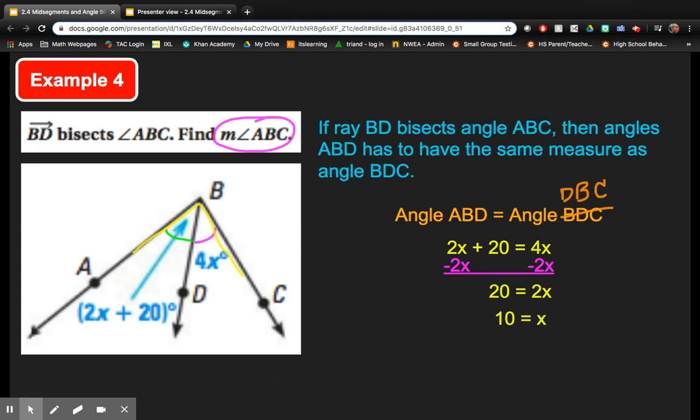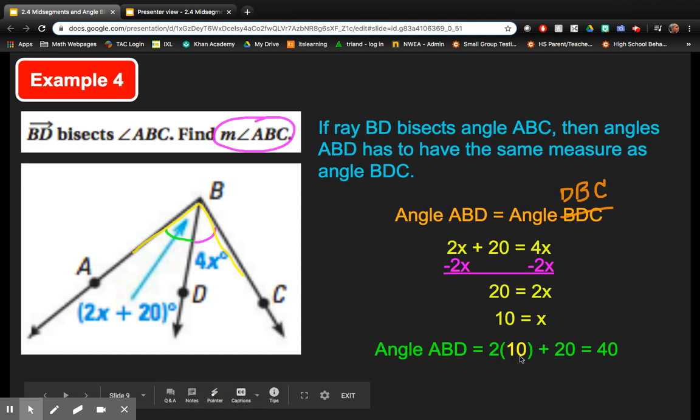Now I need to plug x in to find these individual smaller angles, and they should be equal if I've done the algebra correctly. Angle ABD is 2 times x plus 20, or 2 times 10 plus 20, which is 40, when I plug x in. Angle DBC is 4x, which is 4 times 10 when I plug 10 in, and that gives me 40.